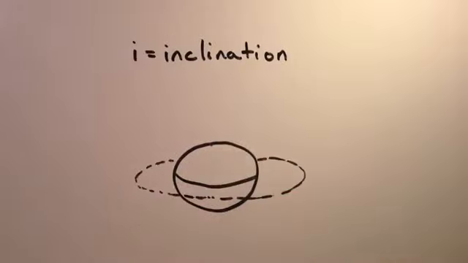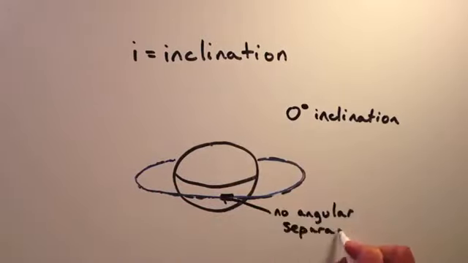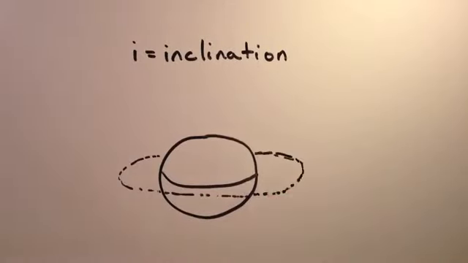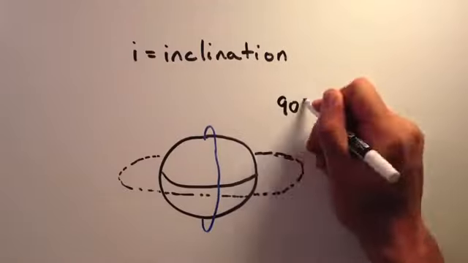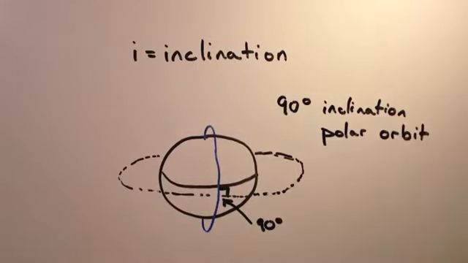When a satellite has 0 inclination, this means that the orbital plane is aligned with the equatorial plane. When a satellite has 90-degree inclination, this means that the orbital plane is perpendicular to the equatorial plane. This is also called a polar orbit, since the satellite travels directly over the north and south poles.